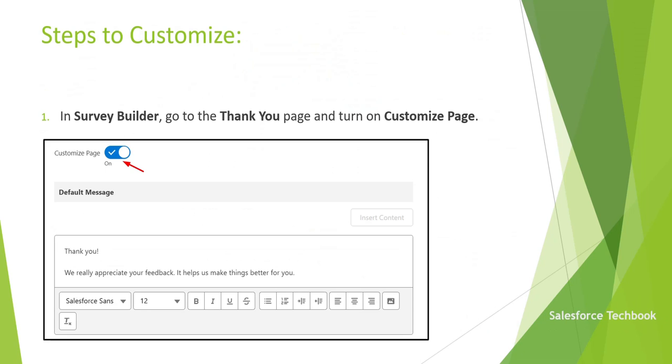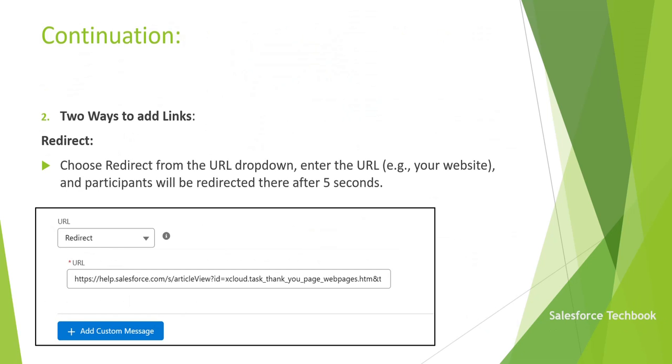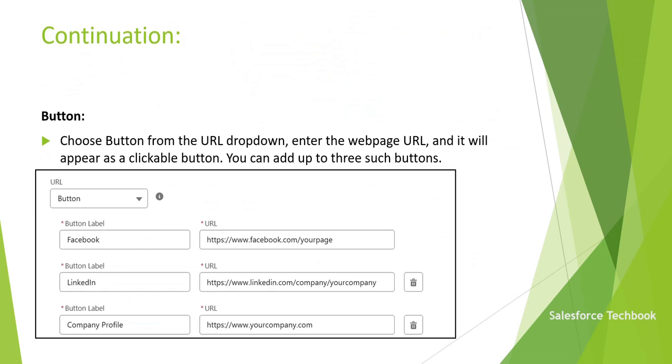Here are the steps to customize. In survey builder, go to the thank you page and turn on customize page. There are two ways to add links: the redirect option and adding buttons. If you choose redirect, you need to provide the URL so that the participant will be redirected after 5 seconds. You can also add a button type: enter the web page URL and it will appear as a clickable button. You can add up to 3 buttons, and you can add either buttons or links.